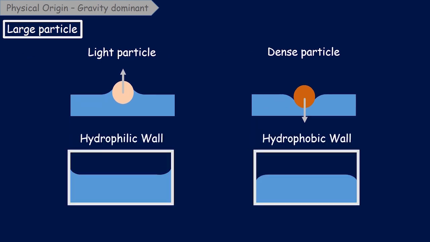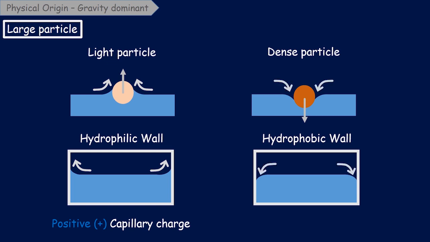If the wall of the water bath is hydrophilic, a concave meniscus will be generated near the wall, and in the hydrophobic case, a convex meniscus will be generated. For the meniscus that is going upward, let's call it positive capillary charged or positive meniscus. And for the meniscus heading down, let's call it negative capillary charged or negative meniscus.